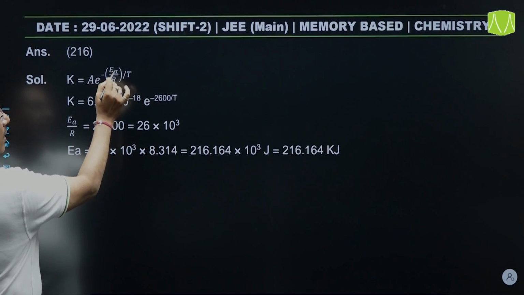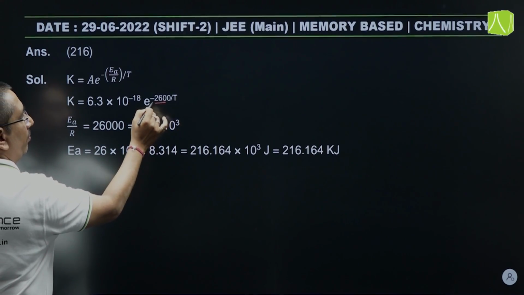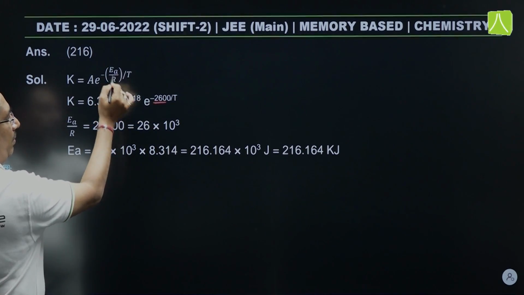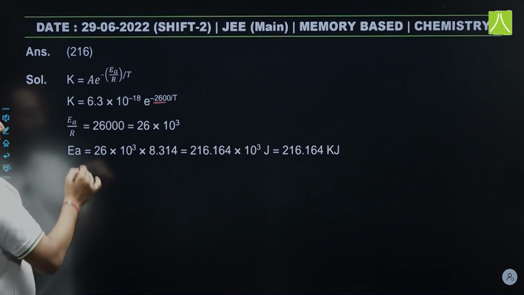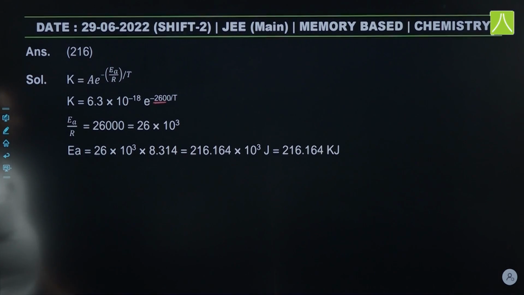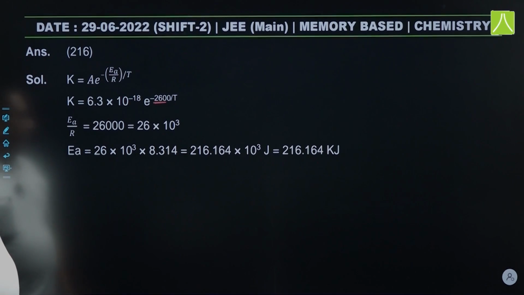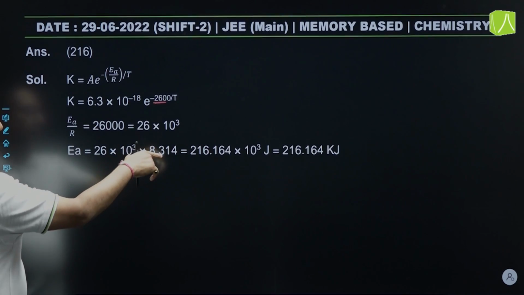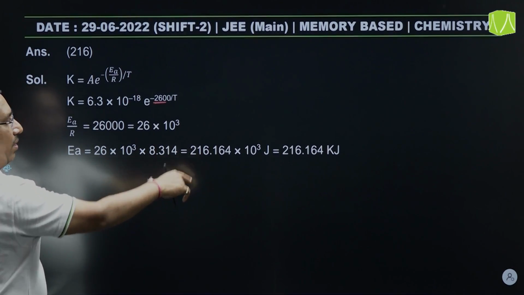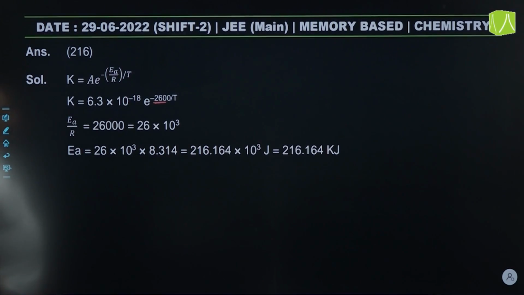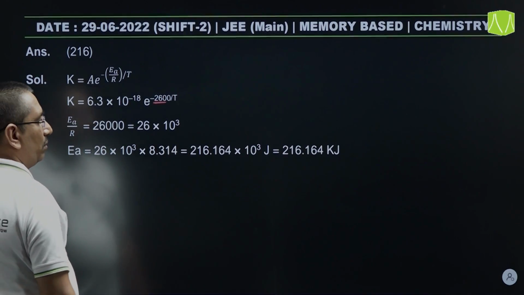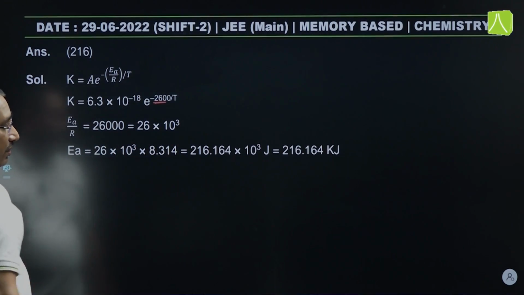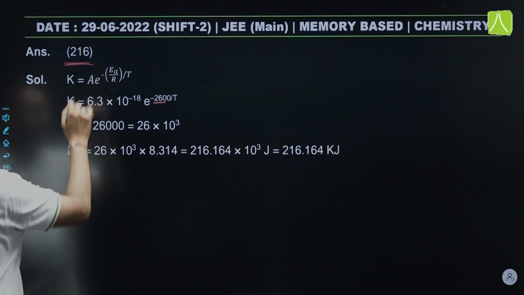That means E A by R will be equal to 2600. If you compare this, E A by R is equal to 2600. So, E A by R is 2600, then we calculate E A, that is activation energy. Here 26 into 10 cube into R value 8.314. If you multiply, you will get 216.164 into 10 cube joules, that is 216.164 kilojoules, and we have to report to the nearest integer. So, the answer can be 216.